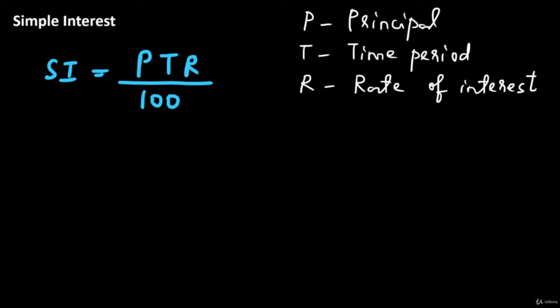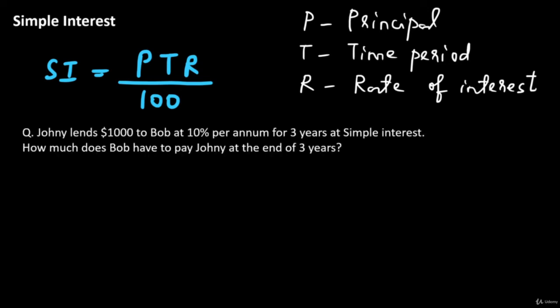Now let's try to understand this formula with an example, right? That's the best way to learn this formula. So let's go ahead and solve this problem. Johnny lends $1,000 to Bob at 10% per annum for 3 years at simple interest. How much does Bob have to pay Johnny at the end of 3 years? So that's the question. Without the formula, we have seen in the previous video how we could calculate this, by finding out the scenario after 1 year, after 2 years, and after 3 years.